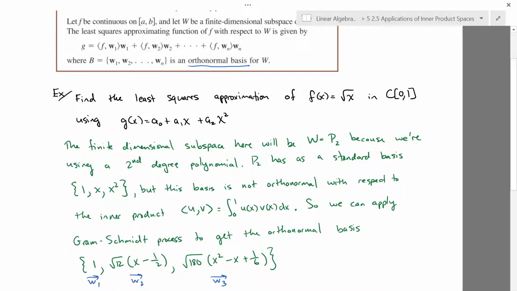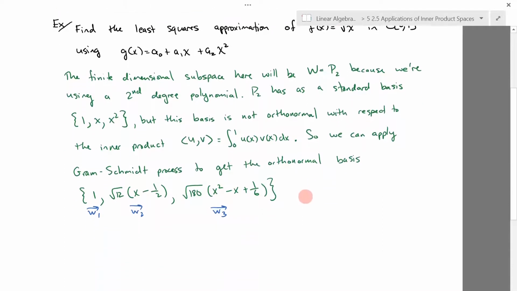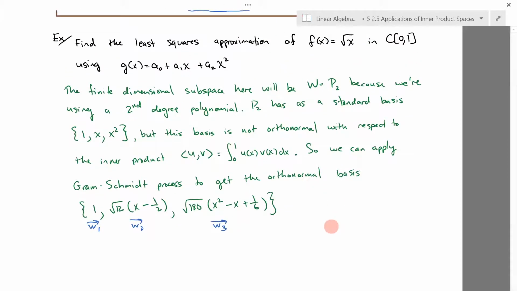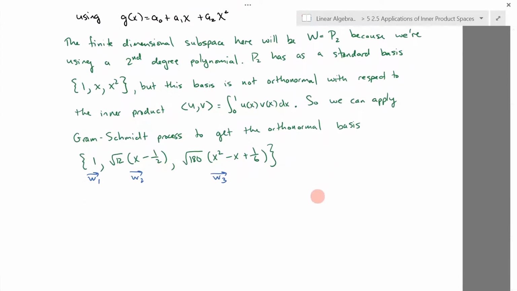Okay, so now to find the approximating function g, I just need to calculate the coefficients for these three vectors in this expansion, and the coefficients are just calculated as the inner products of f against the three orthonormal vectors. So let's do that calculation, right? First we need to do f with W1.